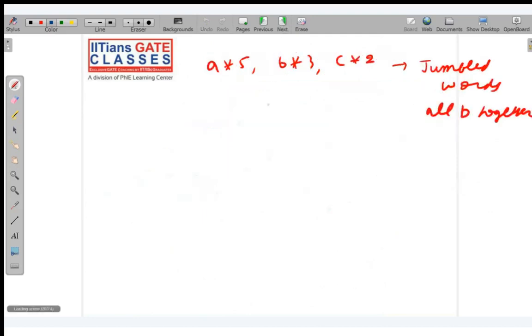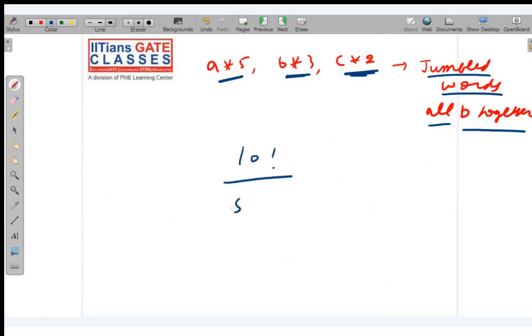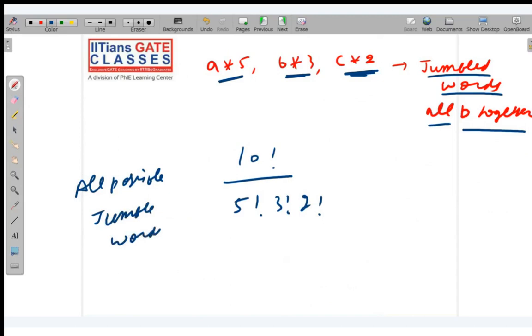Done, sir. Okay. Next: we have 5 A's, 3 B's, and 2 C's. How many jumble words are there in which all B's are together? Very simple. 5 plus 3 plus 2 is 10, so 10 factorial divided by 5 factorial, 3 factorial, 2 factorial. This is the answer when I say all possible jumble words. Now they are saying all B's should be together, so simply apply glue over it.